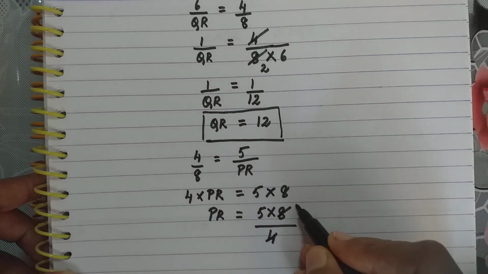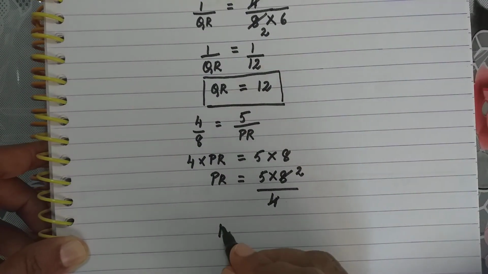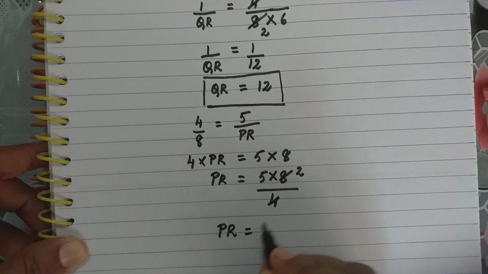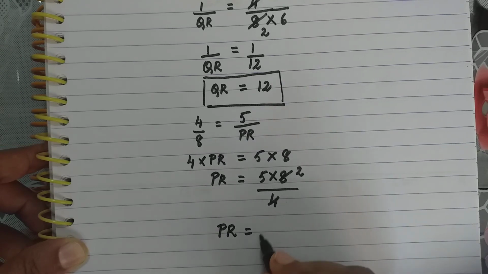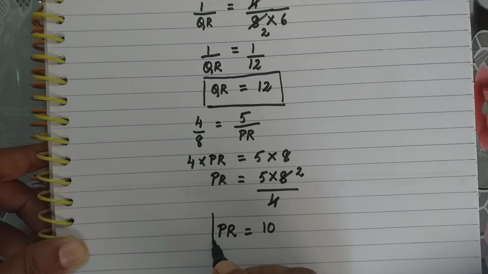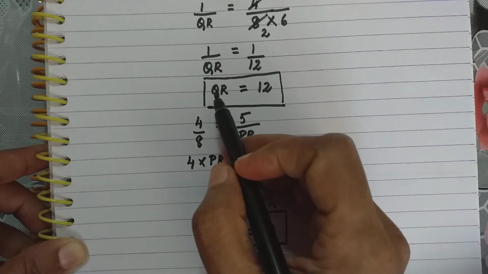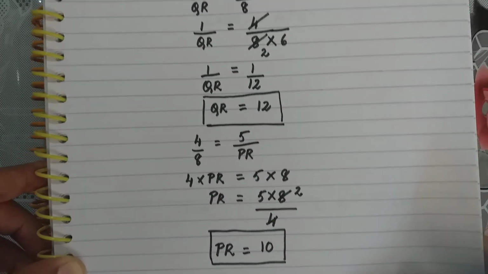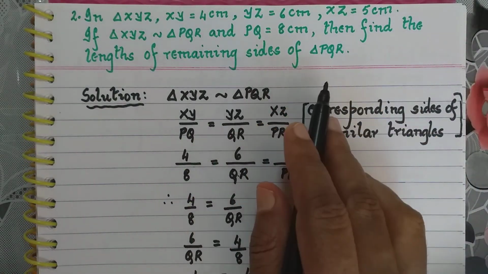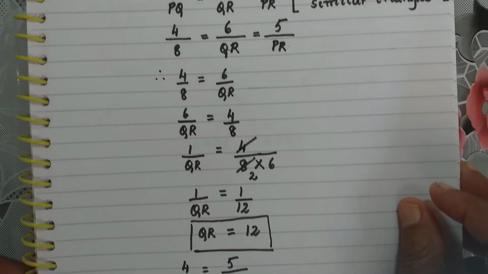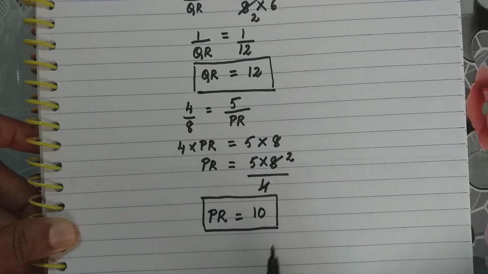Now 4 goes in 8 2 times. Therefore PR is equal to, 4 is cancelled, what is left? 5 into 2, that is 10. Therefore PR is equal to 10. So we got QR is 12 and PR is 10. So that was what we had to find, the lengths of the remaining sides of triangle PQR. QR is 12 and PR is 10.